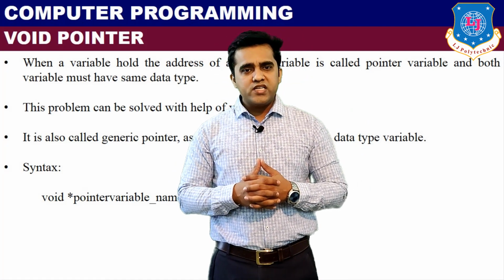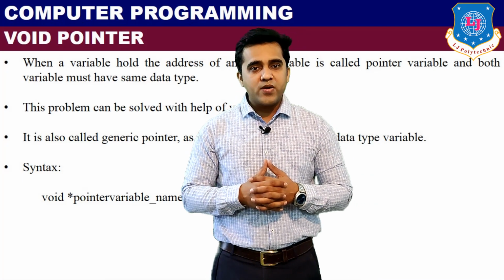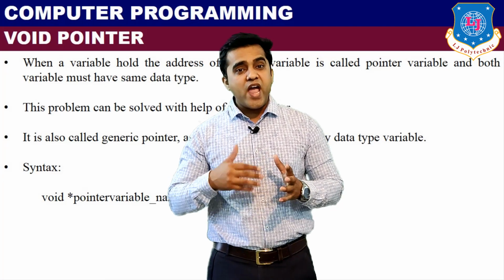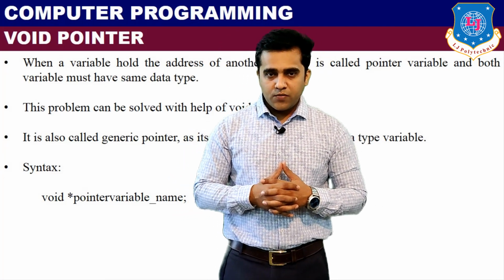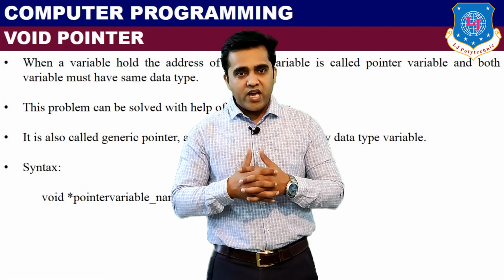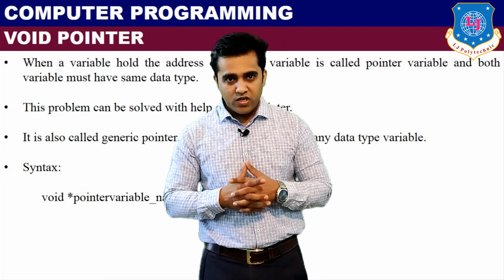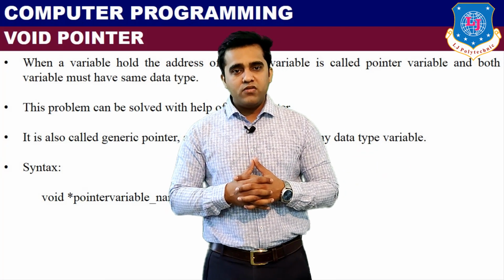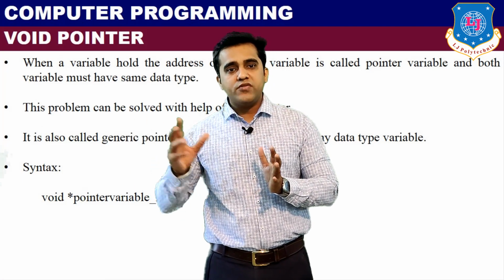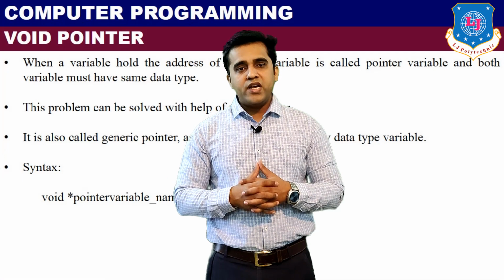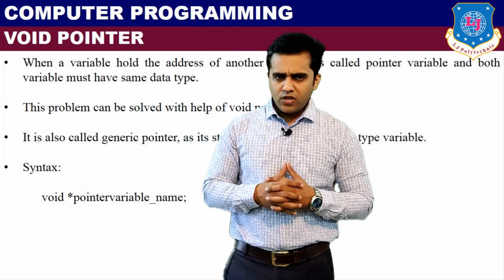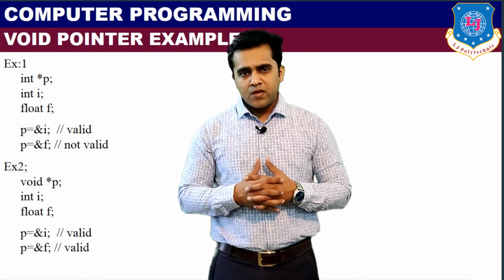A void pointer is named a generic pointer; it is used to store or point to the address of any data type variable. The declaration is as simple as a normal pointer variable. In a regular pointer variable, we declare data type, space, star and pointer variable name. In a void pointer, we declare void, space, star and pointer variable name. Let's discuss one example.